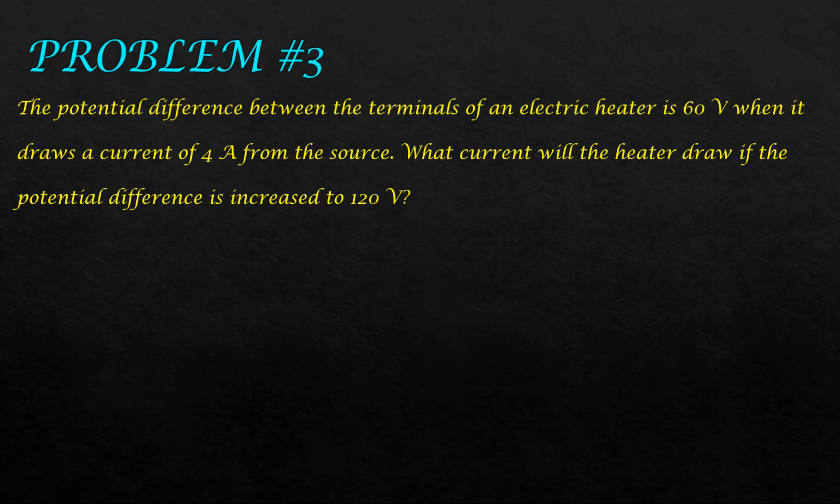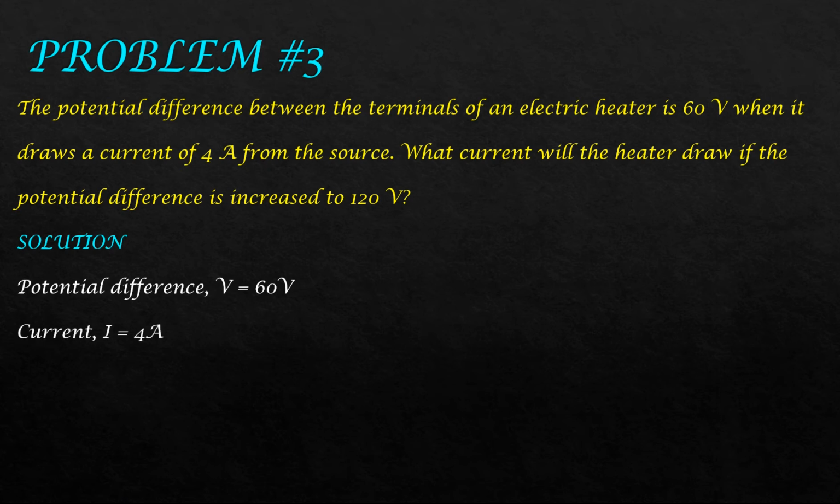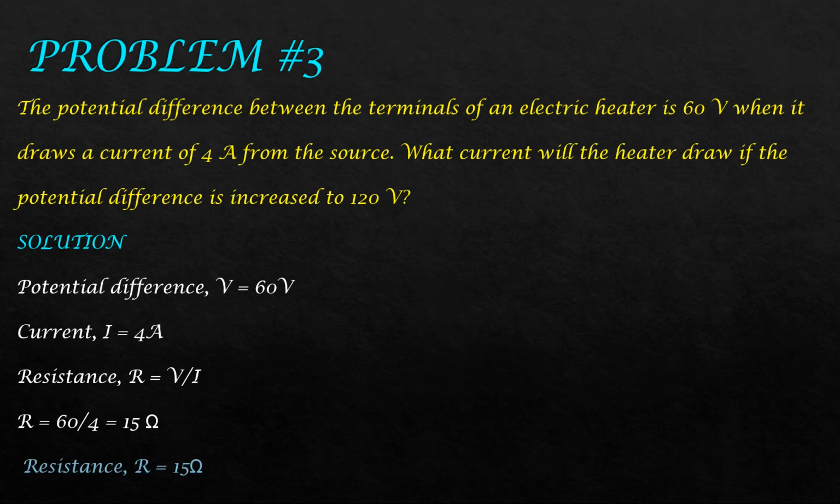So now you have to find, if the potential difference is increased to 120 volts, what will be the current drawn? So we will solve it step by step. We have the potential difference, which was first 60 volt, and the current drawn was 4 amperes. We don't have resistance, so we are going to find the resistance, which is V by I. So on finding the resistance, I get 15 ohms. My resistance now is 15 ohms.